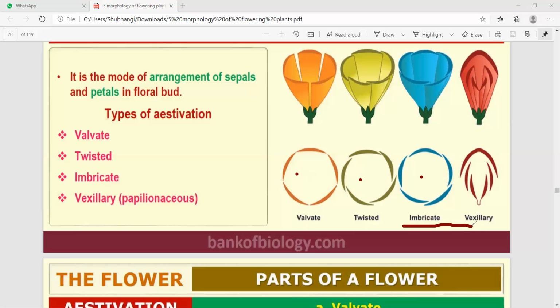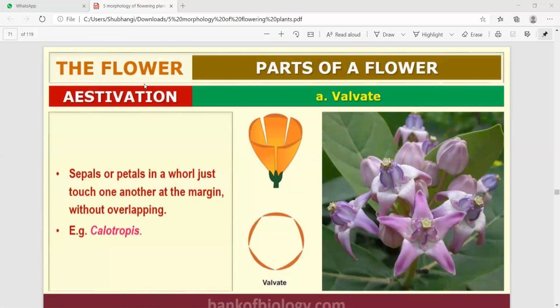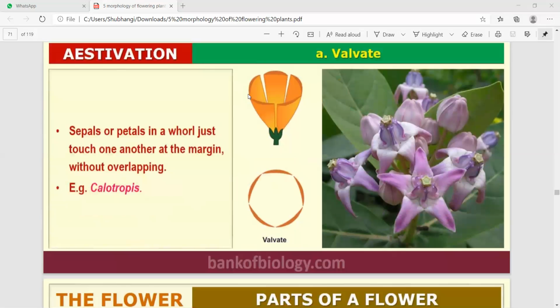Okay. Any doubts, Devansh? No, sir. Okay, so we'll take an example of each of these. The best example to understand valvate estivation: what we understood here is that sepals or petals in a whorl just touch one another at the margin without overlapping. Now this is very, very important. They are just touching the margins, but there is no overlapping anywhere, as you can see clearly in this picture. An example of this type of flower is Calotropis.